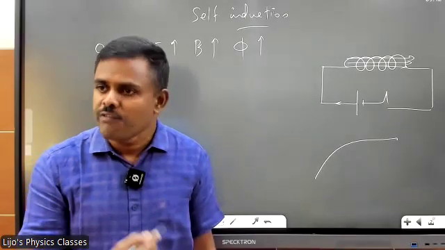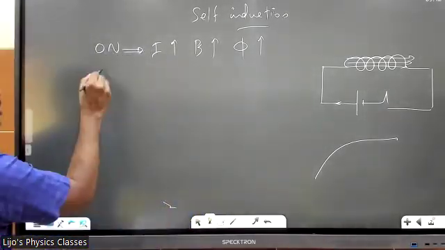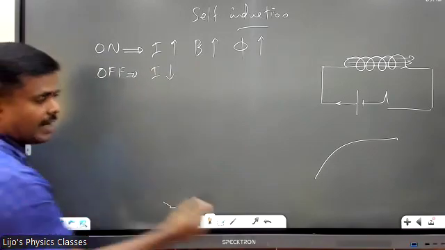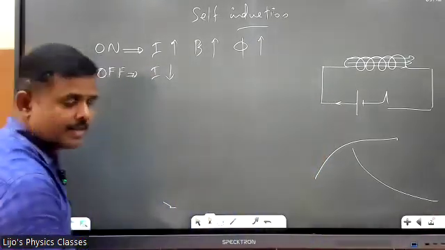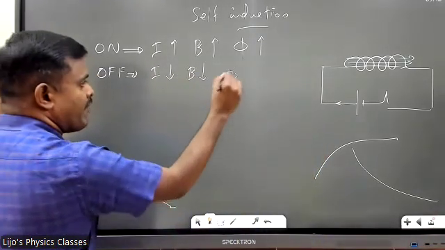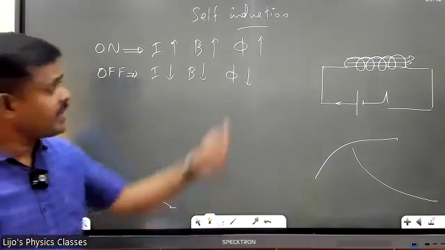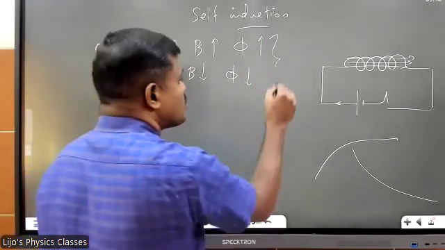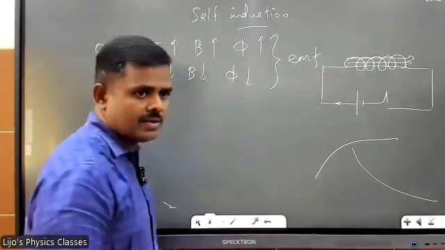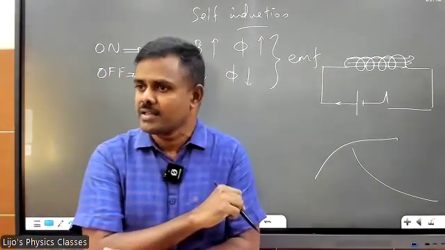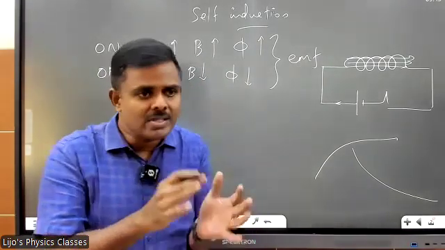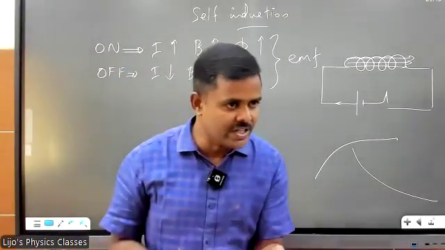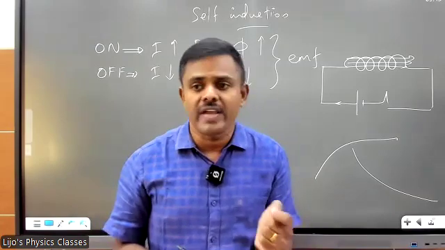Similarly, when you switch it off, the current decreases to become zero, the magnetic field decreases, flux decreases. Either way, the flux change is happening, so both of them will result in EMF. This phenomenon is called self-induction. It happens on its own, with only one coil. The EMF is called self-induced EMF.